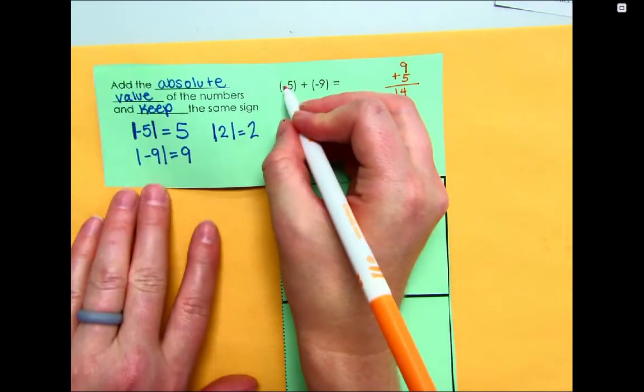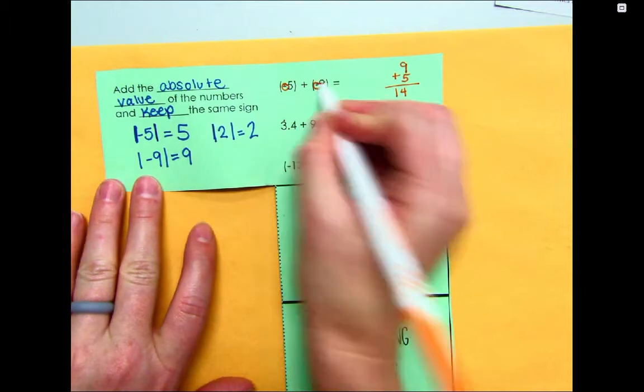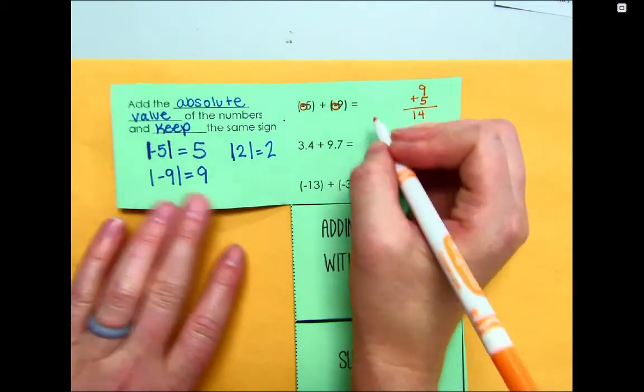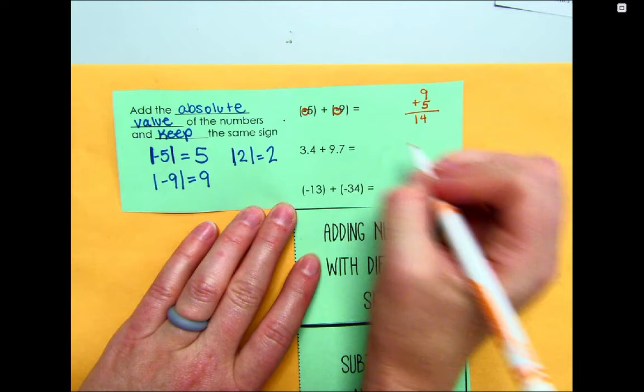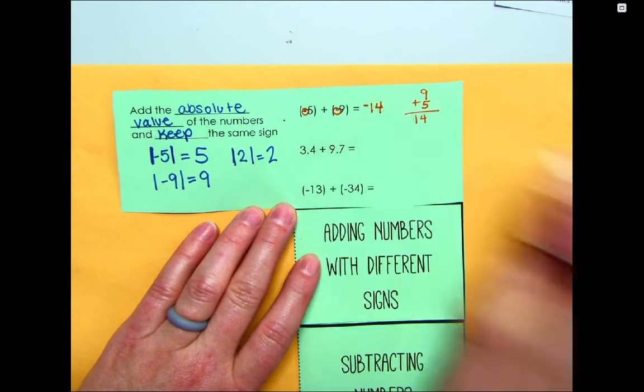So what do they share in common? They both have a negative. So my answer to -5 plus a -9 is a -14.